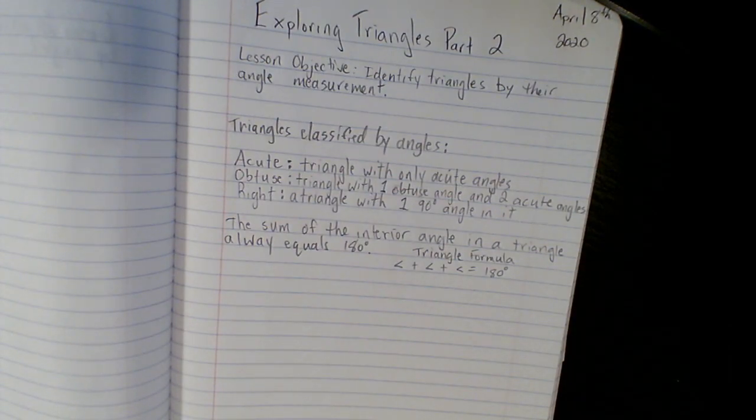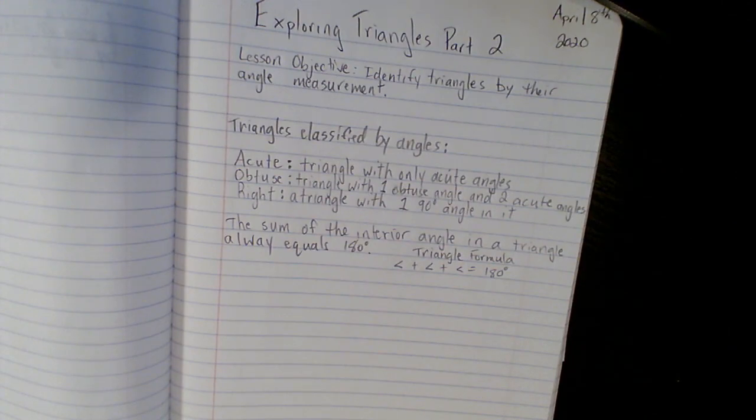So, how do we classify by angles? We have acute, we have obtuse, and we have right. Lastly, we have to learn about how to add up triangle angles.